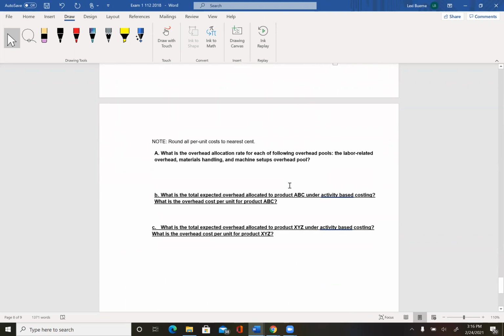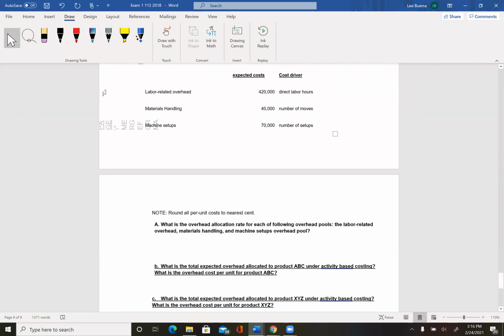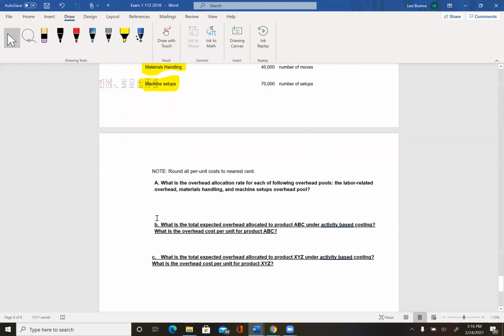So for A, we're looking for the overhead allocation rate for each of the overhead pools. So these pools right here, the labor overhead, the material handling, and the machine setup. So we're going to do those for all of them. So to find the overhead allocation rate, we are going to use the cost drivers, and we are also going to use the direct labor. So that's for labor related. So we're going to start with labor related.